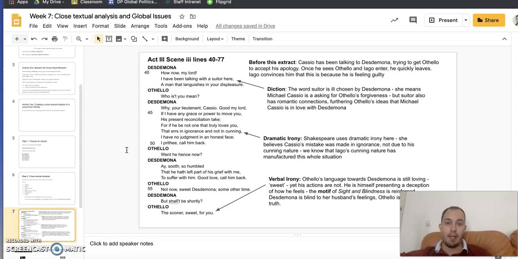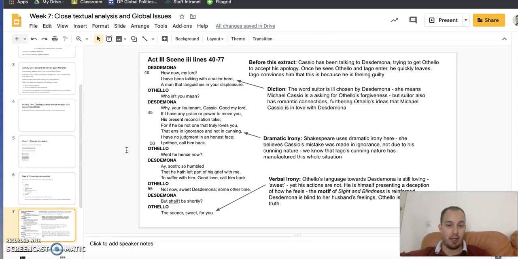So straight away, Desdemona says, "I've been talking with a suitor here, a man that languishes in your displeasure." And the diction is really important here, the word suitor, because it's really ill-chosen by Desdemona. Obviously, she means that Michael Cassio is asking for Othello's forgiveness. But normally, the word suitor has romantic connotations. So this furthers Othello's idea that Michael Cassio is in love with Desdemona.